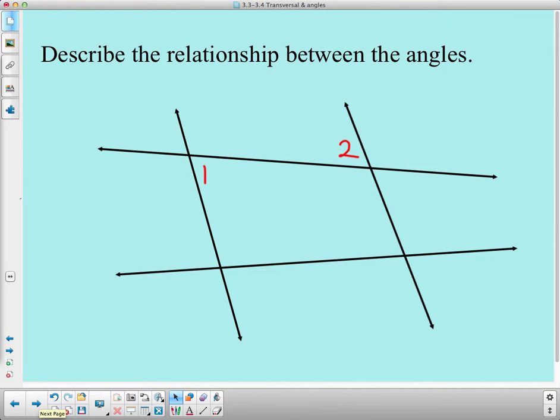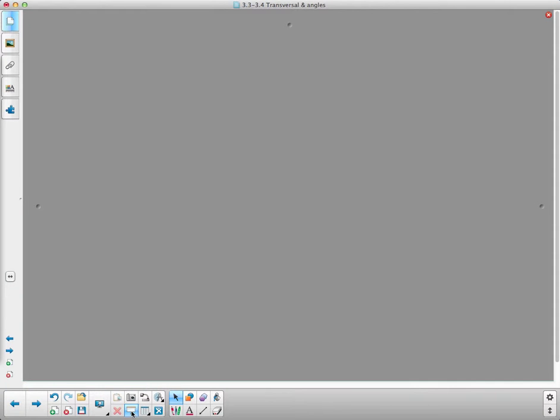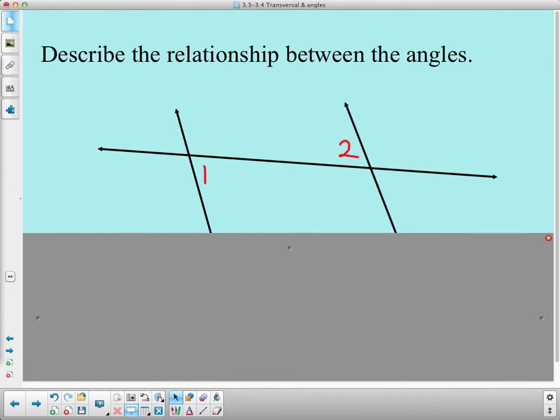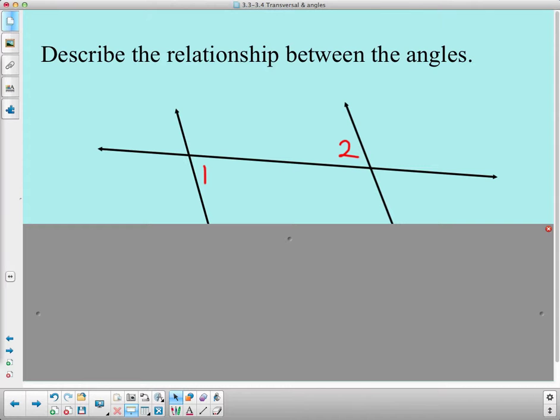Thought I had a screen shade. Where's my screen shade? I'm not seeing it. Oh, here it is.